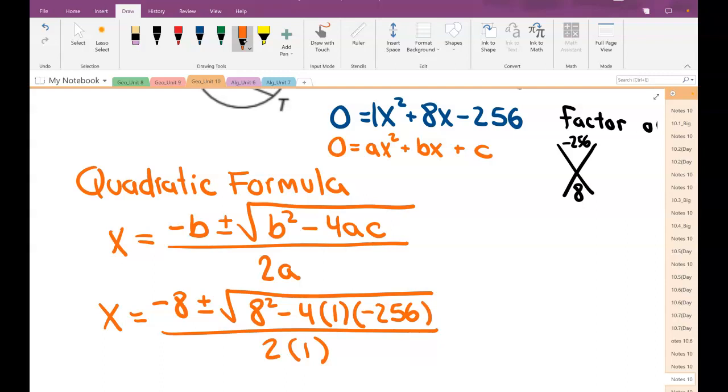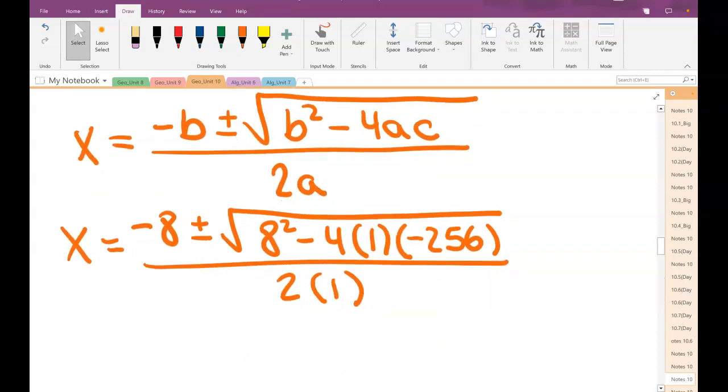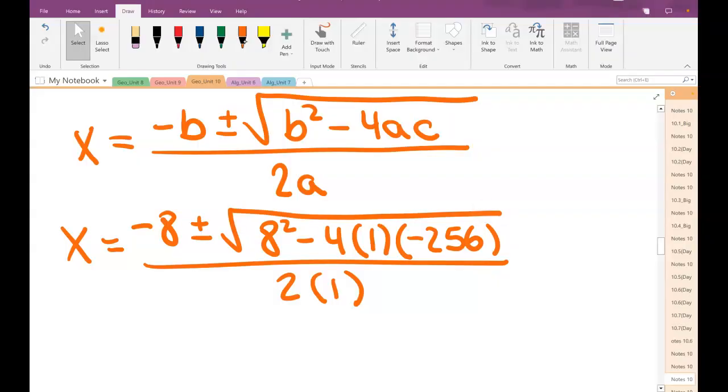And from here, using order of operations, anything that's underneath the square root symbol, we have to simplify first before we can do anything else. So we take 8 squared and multiply these three terms together.